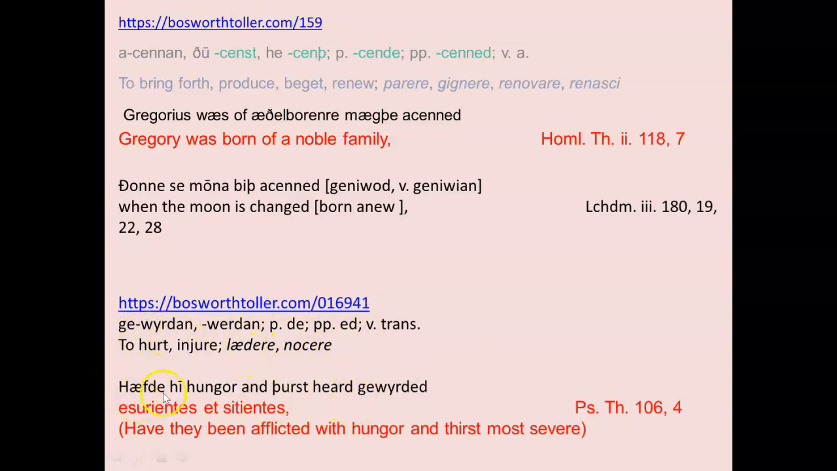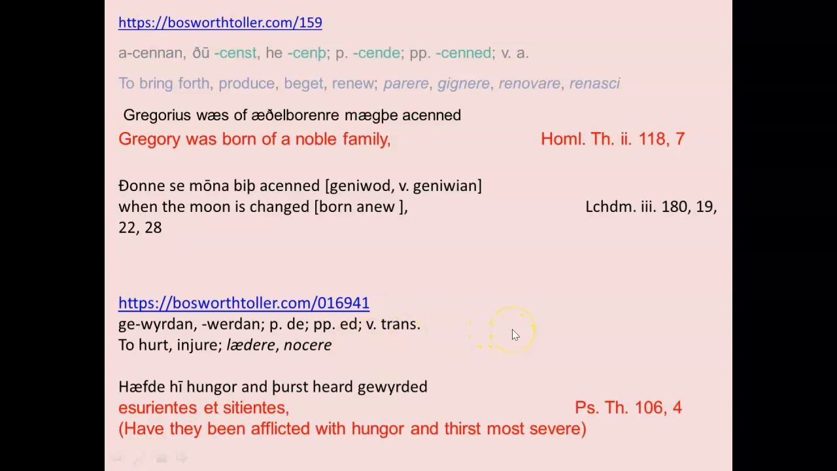Okay, so have de he hungar and thirst her you were dead. Okay, have they been afflicted with hunger and thirst most severe? Okay, comes from the Psalms there. But notice here on the end of the clause or the sentence is the past participle form. And notice the helping verb, the auxiliary verb have to have, okay, there. So that word got included in the list.